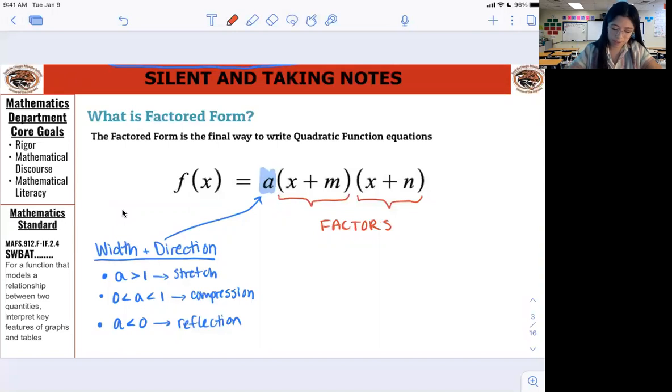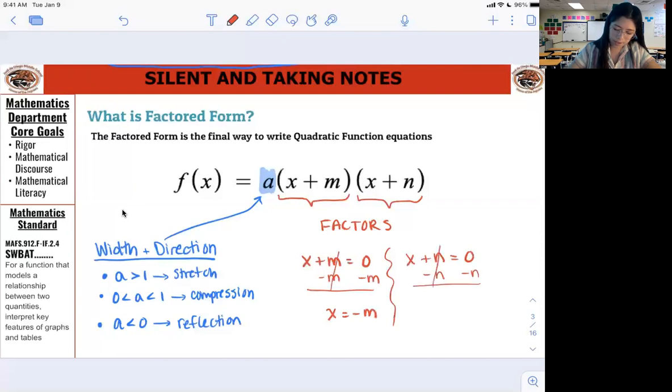But what you can do with these two factors is you're going to set them equal to 0. So x plus m is going to equal 0, and x plus n is going to equal 0. And then if you solve for x, I'm going to subtract m on both sides, which is going to get me x equals negative m. And the same thing over here, I'm going to subtract n on both sides, and I'm going to get x equals negative n. And those are my solutions. Those are my x-intercepts.